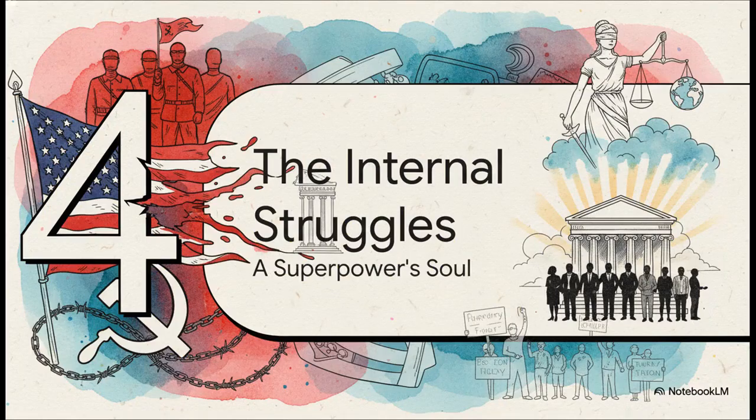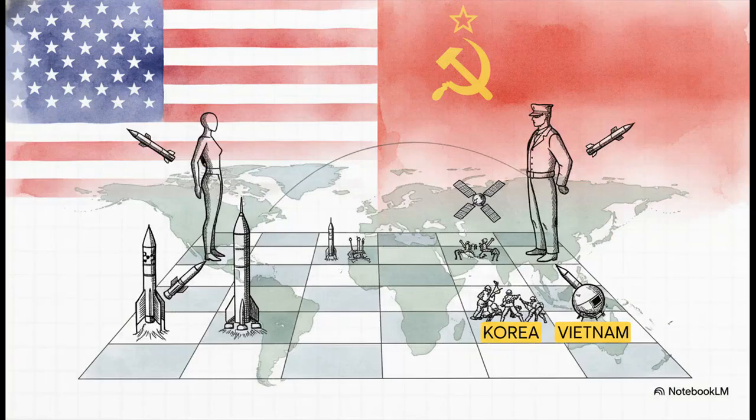Okay, so let's jump ahead to the post-war world. And this brings us to a really fascinating paradox. In Section 4, we're going to look at how America was fighting this massive global war against communism on the outside, while at the very same time it was fighting a deep, profound battle for its own soul on the inside. The big one, the external struggle, was of course the Cold War.